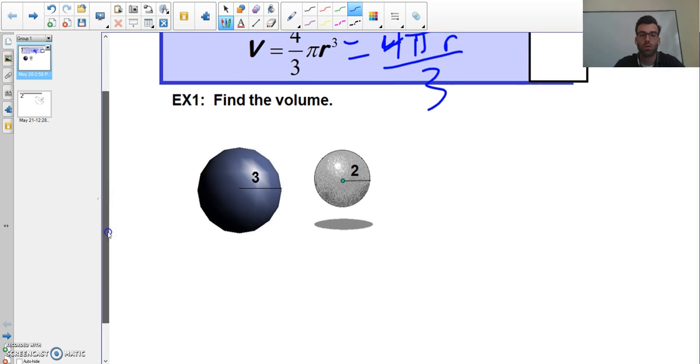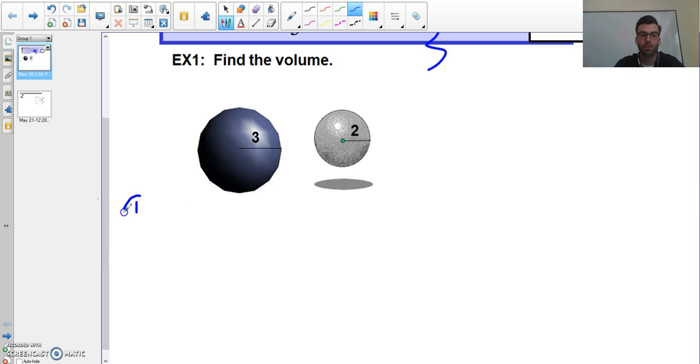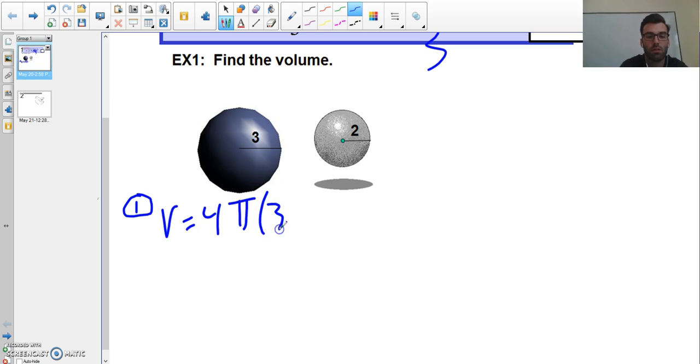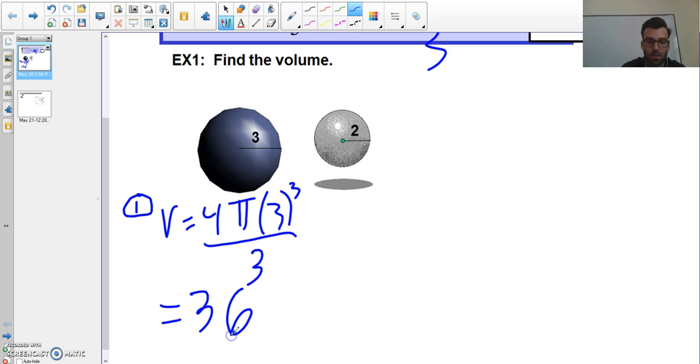We are going to try this first one here, so number 1, all right? Our radius is 3, so the volume is 4 pi 3 cubed over 3, okay? Again, do the top first, order of operations: 3 to the third power equals, and then times 4 divided by 3, okay? And you should end up with 36 pi units cubed.